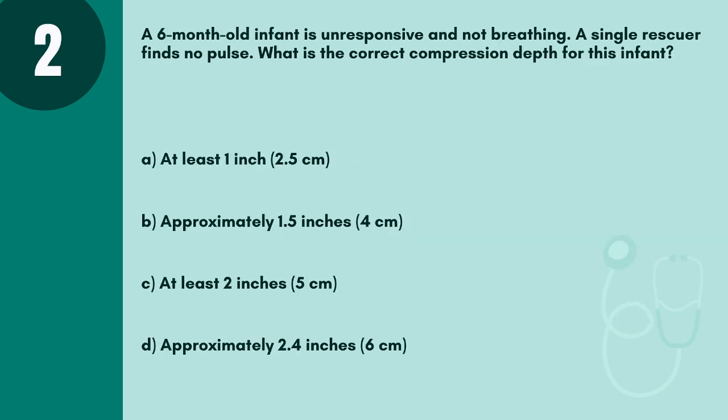Question 2. A 6-month-old infant is unresponsive and not breathing. A single rescuer finds no pulse. What is the correct compression depth for this infant? A. At least 1 inch, 2.5 centimeters. B. Approximately 1.5 inches, 4 centimeters. C. At least 2 inches, 5 centimeters. D. Approximately 2.4 inches, 6 centimeters.